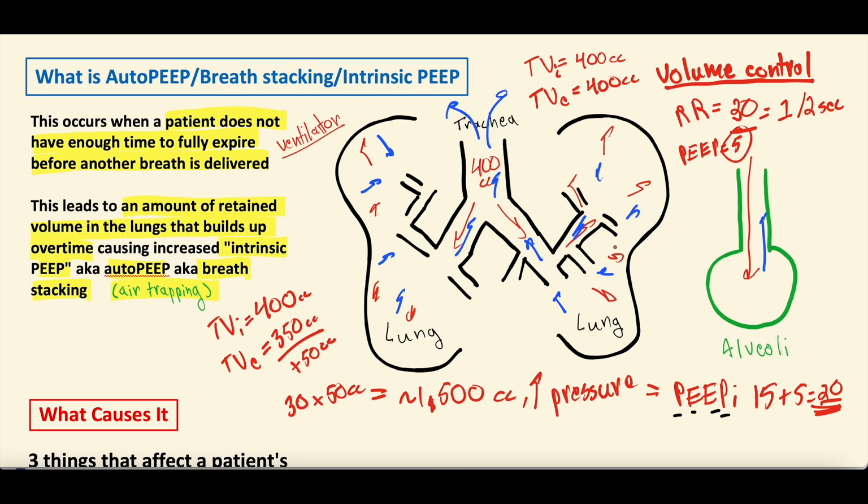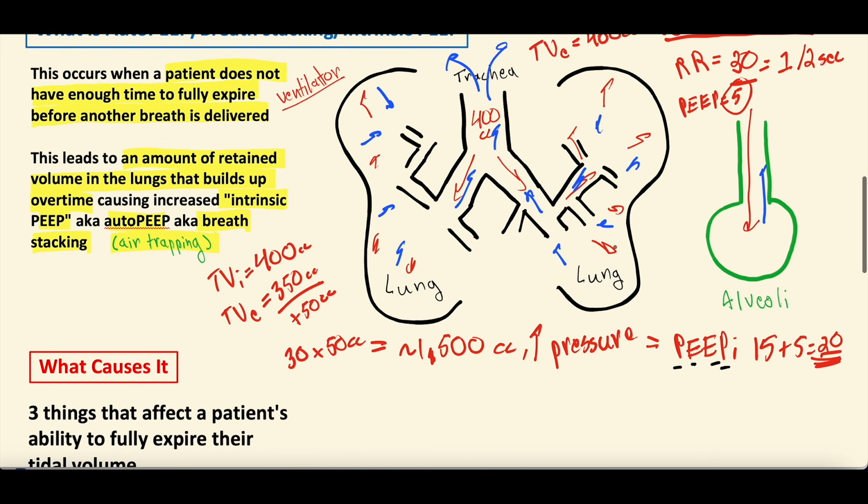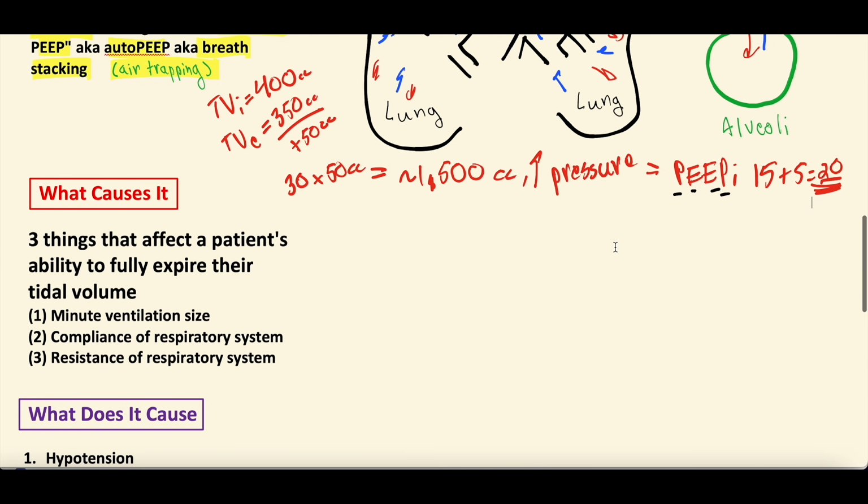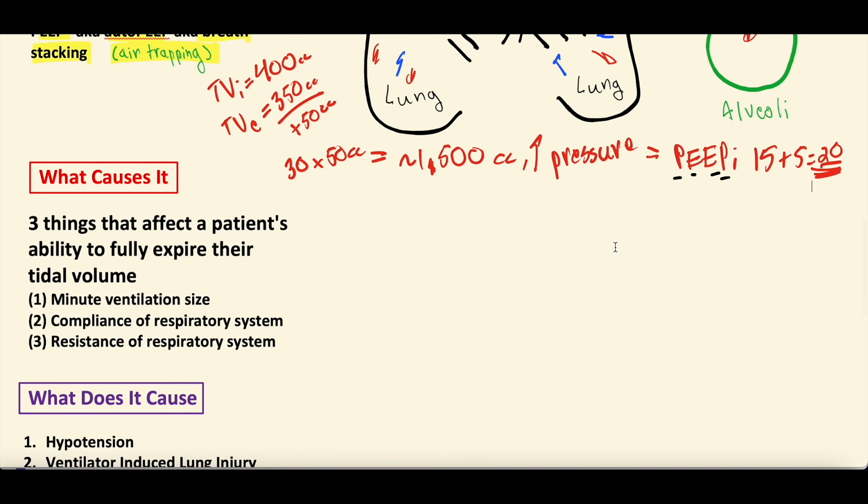So what causes this then? Why does this happen? Well, the thing that causes it is related to the physiology of the lungs. And it's kind of easy to think about if you break it down into a couple different things. So there's 3 things that affect a patient's ability to fully expire their tidal volume. One is essentially what we're doing with their ventilator. It's their minute ventilation. I wrote size. That's probably a confusing term.